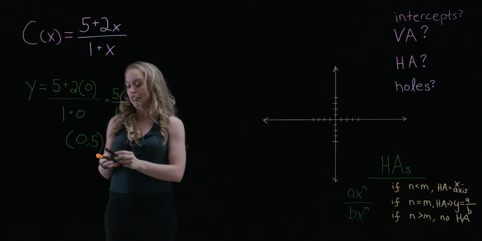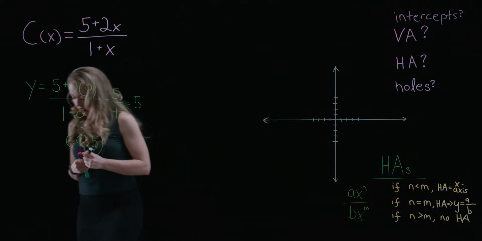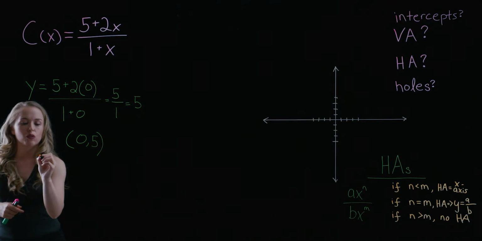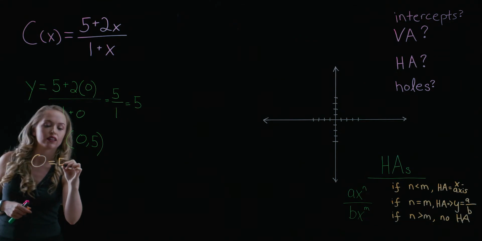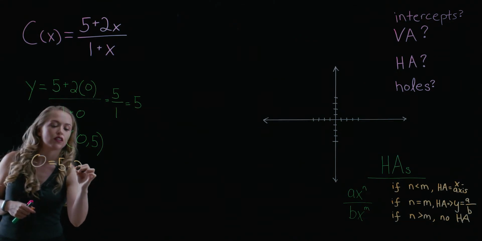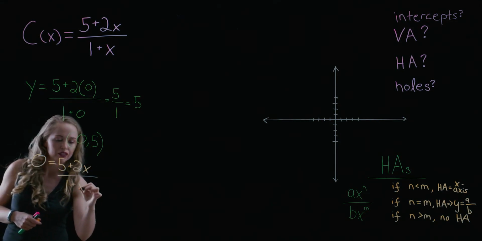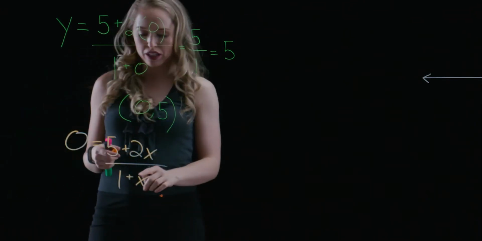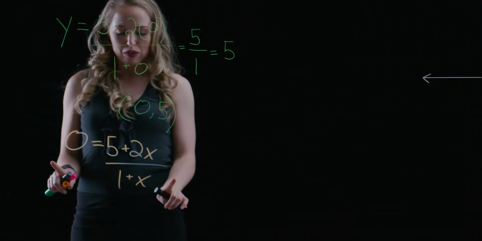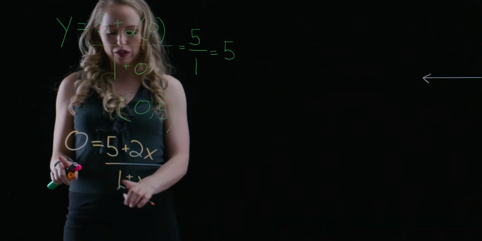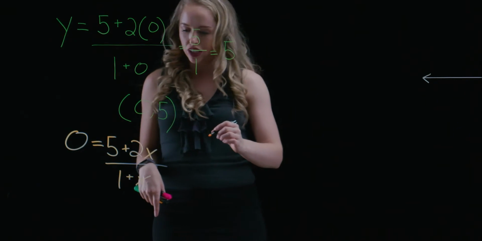Now I can do the same thing. That time I made x equal to 0, now I want to make y equal to 0 and see what I wind up with. So again, we'll make y equal to 0, and then I'm just rewriting the rest of the equation: 5 plus 2x on the top, 1 plus x on the bottom. So now I want to solve for x. I'm going to start by multiplying both sides of the equation by 1 plus x. But notice that 0 times anything is 0, so it effectively eliminates this 1 plus x.